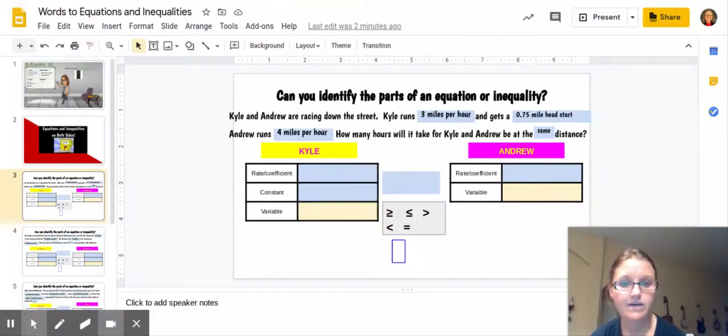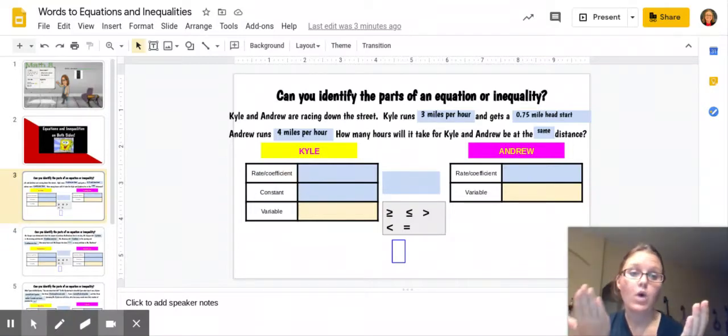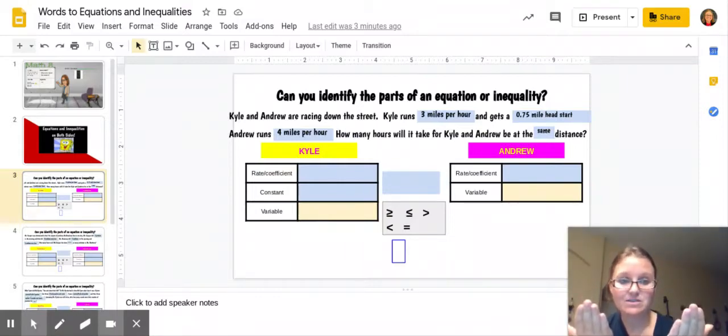Can you identify the parts of an equation or inequality? Okay, so we have a word problem again, just like yesterday. What's the difference between today and yesterday? Well, number one, yesterday, a lot of y'all needed that review. No problem there. However, today we're taking it to the 8th grade level on the writing equations part. We're going to have two different things going on, one side of the equation or inequality and one on the other. So it's very important to keep organized in this situation.